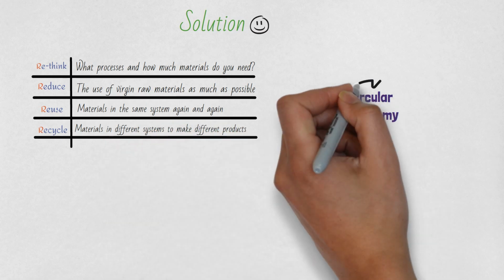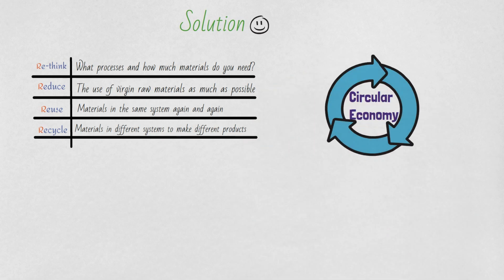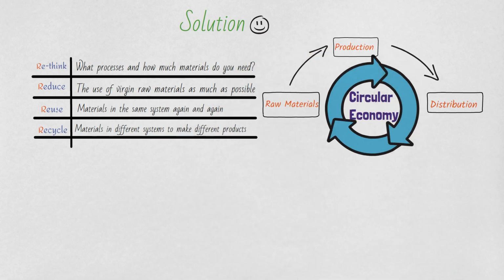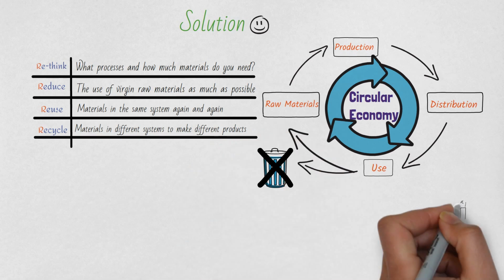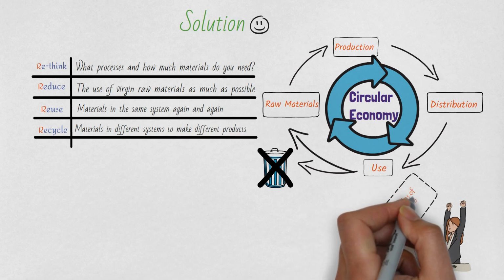If we follow this principle, the simplest form of the value chain of the circular economy is going to look like this. We have raw materials, production, distribution, use. Then instead of going to the waste, the used materials are going to flow back to the raw material. The principle of the circular economy can be summarized into 3 main points.